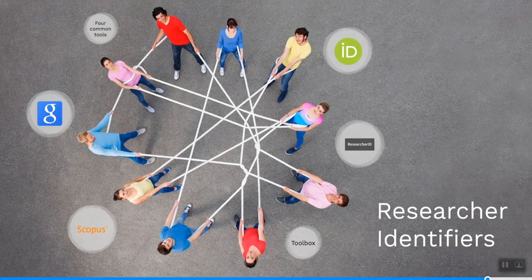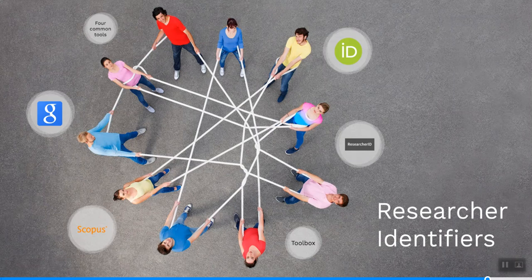And that brings us to the end of this summary of these 4 common researcher identifiers. We've looked at ORCID, Google Scholar Citations, Researcher ID, and Scopus Author ID. We've described what each identifier does and shown how they can work together to manage and communicate your research identity.